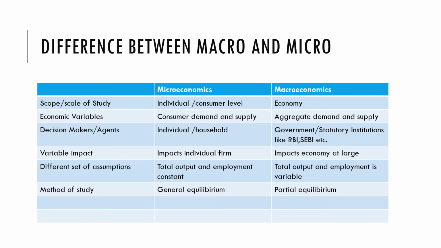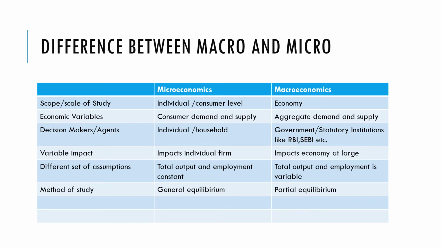Different sets of assumptions mean, for example, total output and employment. In microeconomics, total output and employment are taken as constant while studying the relationship between price and demand. On the other hand, output and employment are variable factors in macroeconomics. The last difference is the study of price equilibrium. In microeconomics, the general equilibrium method is used, whereas in macroeconomics, the partial equilibrium method is used.